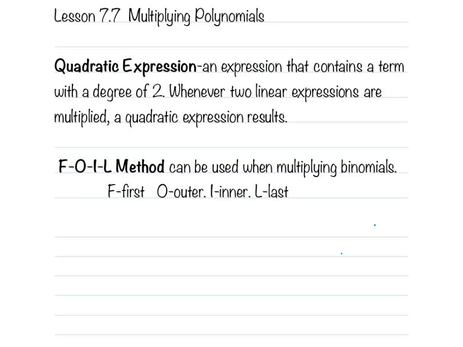When multiplying two binomials, we will use the FOIL method. FOIL, F-O-I-L, is an acronym that can help you remember the order in which you will be multiplying the terms in each binomial. The F stands for first, the O stands for outer, I stands for inner, and the L stands for last.